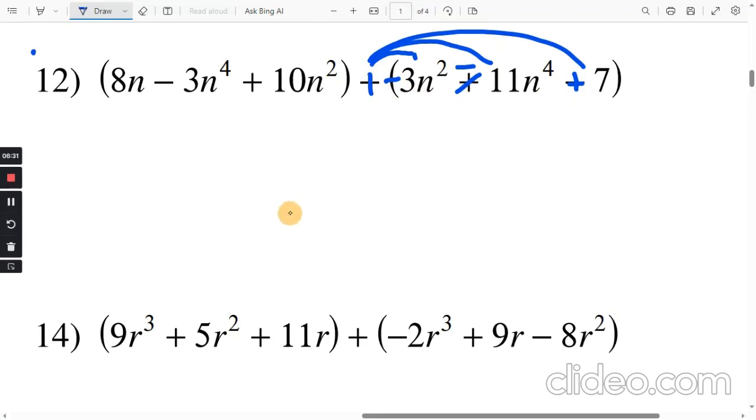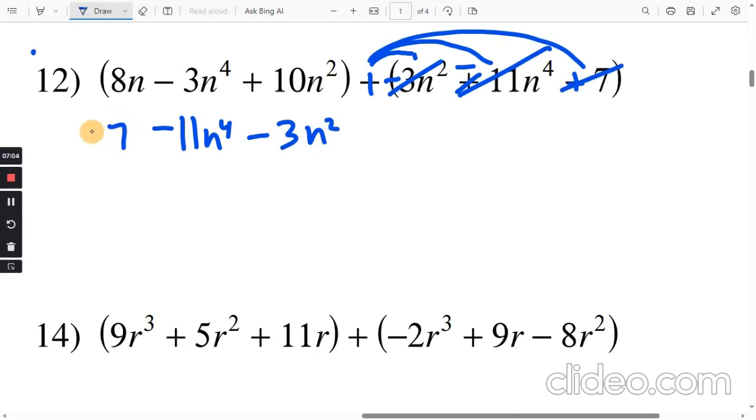All right, let's line them up vertically. Here I have 8n. I don't have any n's here. Here I have n to the fourth and n to the fourth. So I'm going to take my negative 11n to the fourth, cross it off, and write it underneath. Negative 11n to the fourth. Here I have n squared. I'm going to take negative 3n squared and write it underneath. And finally, positive 7. There's no regular numbers here, so I'll just write it right here, positive 7. All right, it doesn't line up with anything.